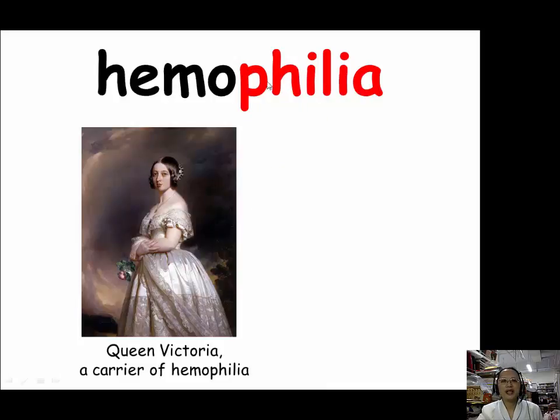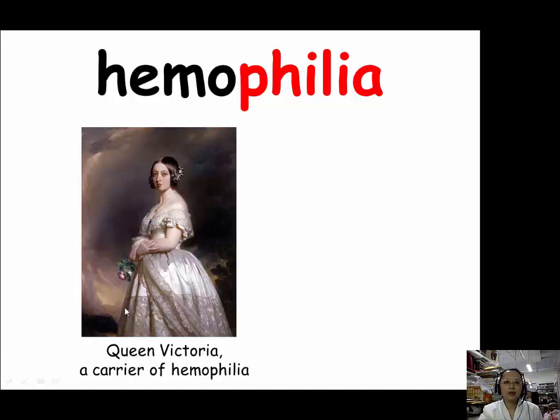Our example for philia is hemophilia. Hemophilia can also be spelled differently in Britain. Hemophilia is any of several hereditary illnesses that impair the body's ability to control bleeding, usually passed from mother to son. It is an X-linked disease. It has two main forms. One is called hemophilia A and another one is called hemophilia B.